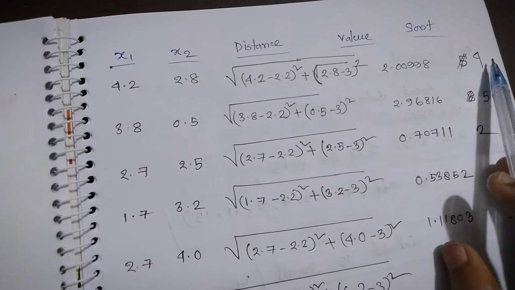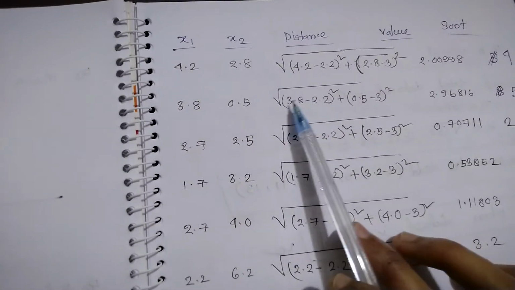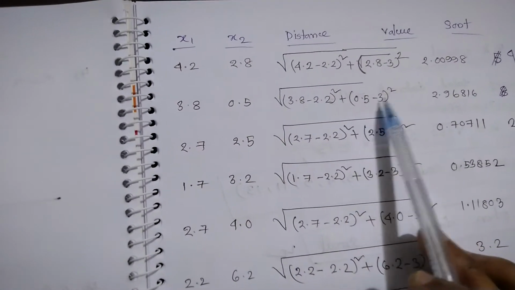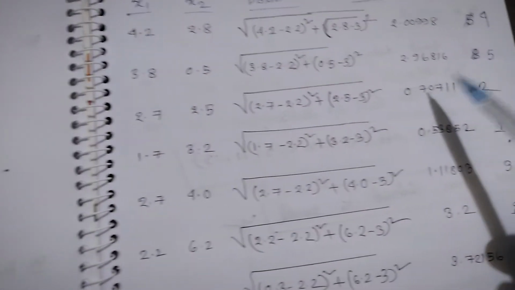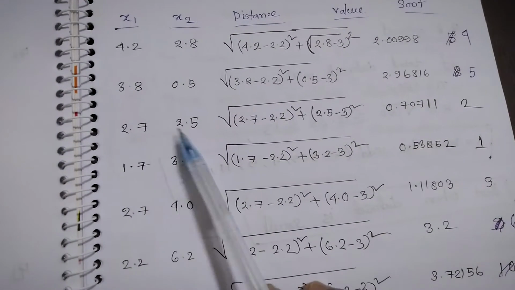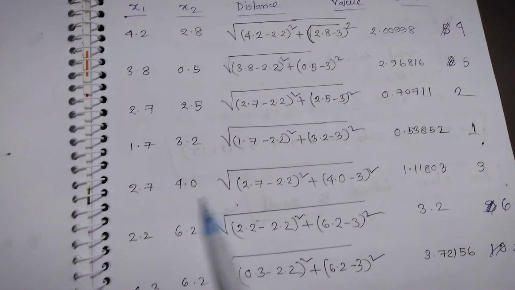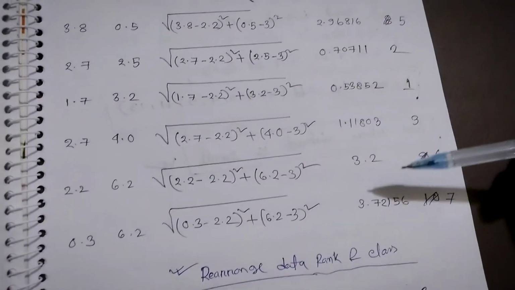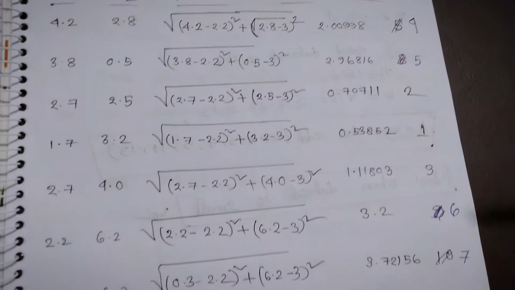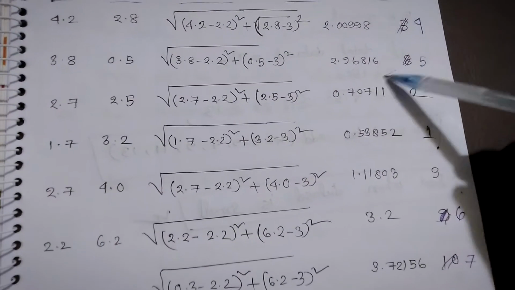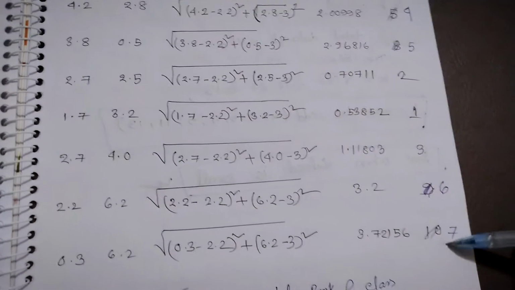If we sort it, we have it under 4th position. And the same way for 3.8, the formula is 3.8 minus 2.2 whole square plus 0.5 minus 3 square. You find the value for each of those data points. 2.7, 2.5, you find this value, and all of those values you'll find like that. And based on it, whichever is the smallest one, the smallest one is this one, so it is number 1 ranking. And then this one is the second, this one is the third, this one is the 4th, 5th, 6th, and 7th. This is the largest.